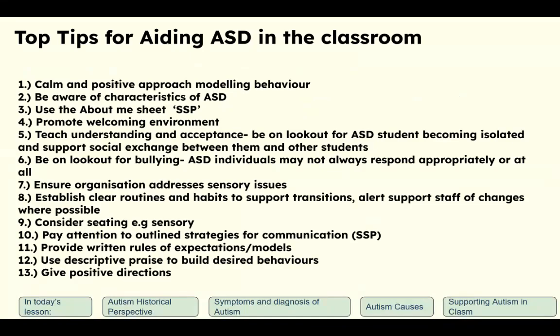There are some top tips on the screen now for aiding autism within the classroom, including being calm, positive approach, modeling behaviour, be aware of the characteristics of autism, and obviously bear them in mind within our teaching. Use the About Me sheet or the student support plan, promote a welcoming environment, teach understanding and acceptance, be on the lookout for bullying, as autistic individuals may not always respond appropriately or at all and may mask that there is an issue.